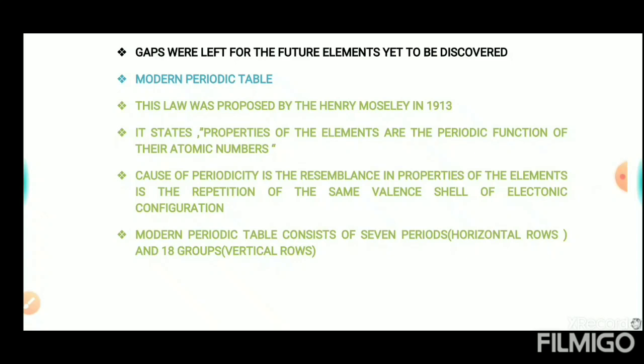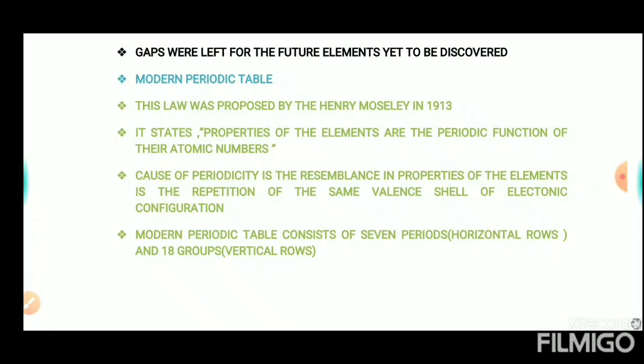The semblance in properties of the elements is due to the repetition of the same valence shell electronic configuration. When we arrange the elements in a periodic table, they show the same periodic functions at regular intervals because they have the same valence shell electronic configuration. When we do the electronic configuration of the elements, they have the same valence shell and the same number of electrons in the outermost shell. This is the main cause of the periodicity in the elements and in the periodic table.